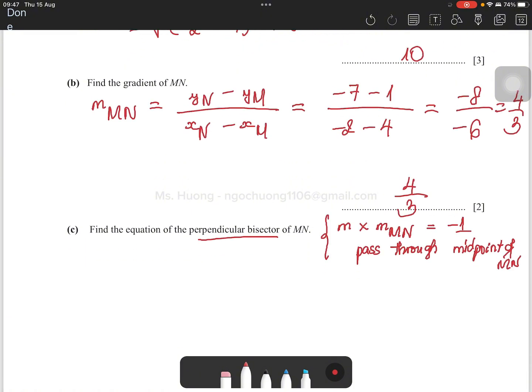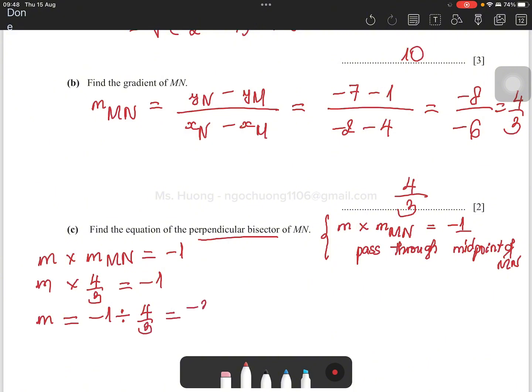So, first, let's talk about the gradient. Because the gradient of this line multiplied by the gradient of MN is negative 1, and the gradient of MN is 4/3, we just found it in question B. So the gradient of the perpendicular bisector is negative 1 divided by 4/3 equals negative 3 over 4.